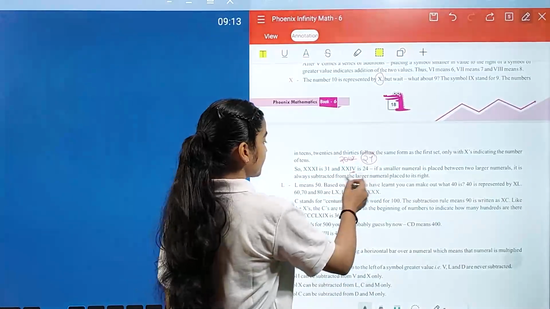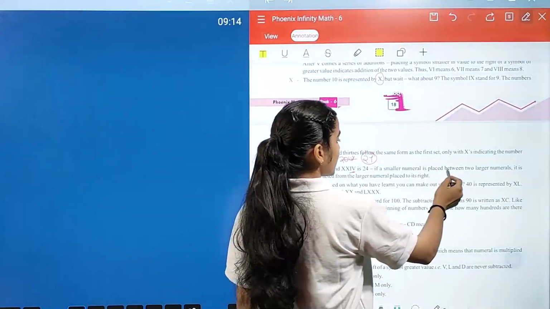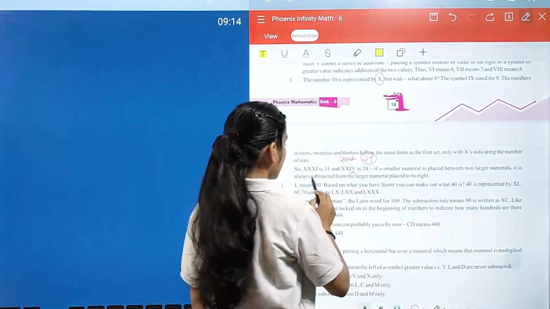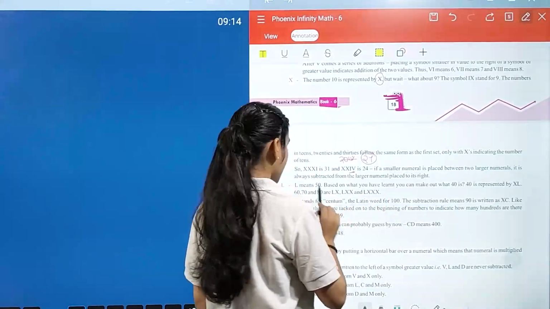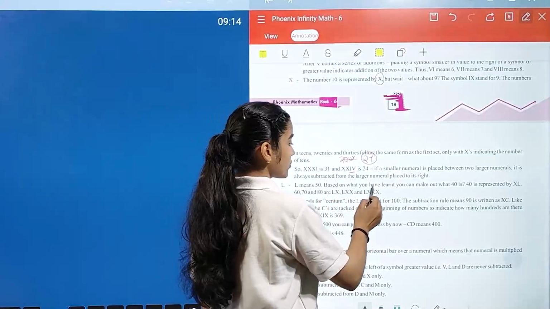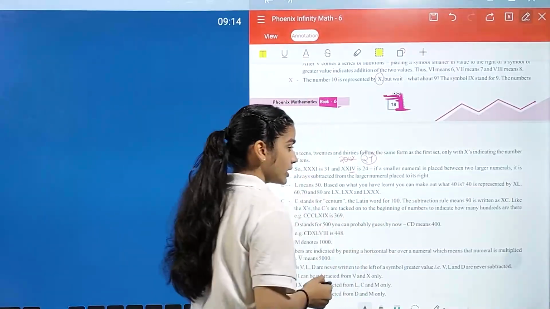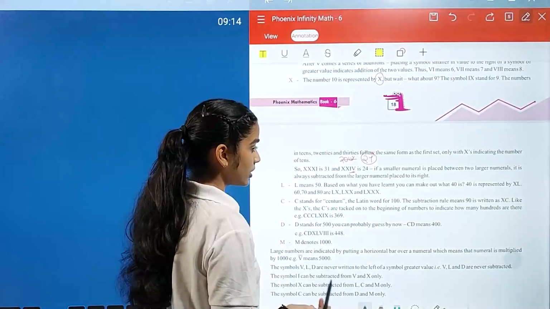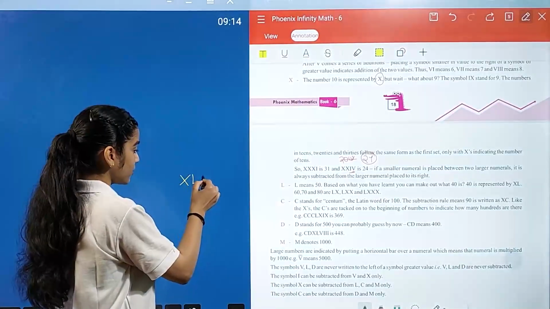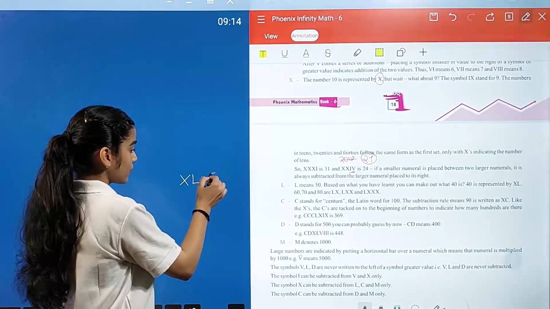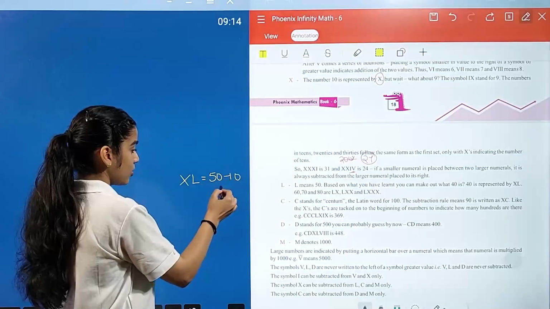Next, if a smaller numeral is placed between two larger numbers, it is always subtracted from the larger numeral placed to its right. L means 50. Based on what you have learnt, you can make 40. 40 is represented by XL because X is smaller as compared to L. L is 50, so 50 minus 10 is 40.